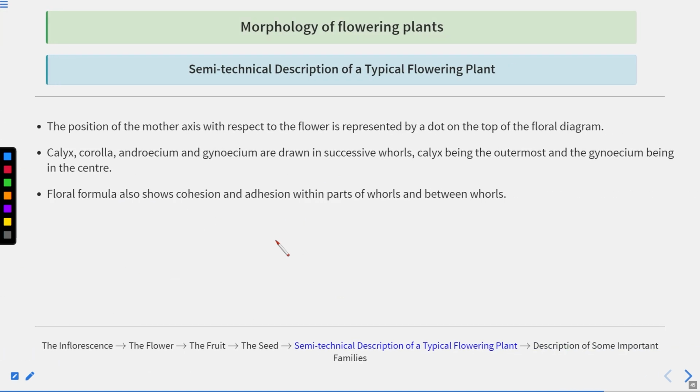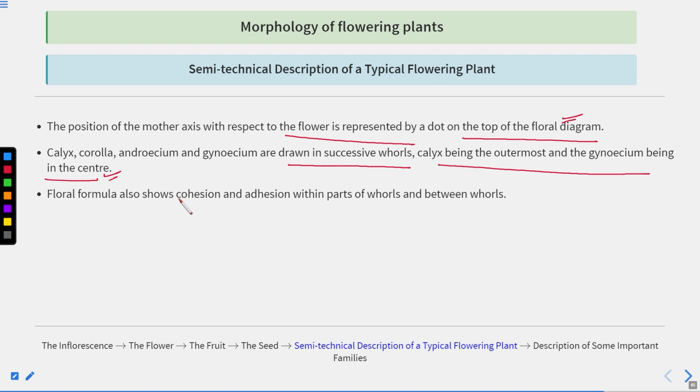So the position of the mother axis with respect to the flower is represented by a dot on the top of the floral diagram that we have already discussed, right? And the calyx and corolla and gynoecium are drawn in successive whorls. And you can see the whorls, they are also representing the type of estivation they are having, right? So calyx being the outermost and the gynoecium being in the center. So how their whorls are arranged, that also is represented in this floral diagram.